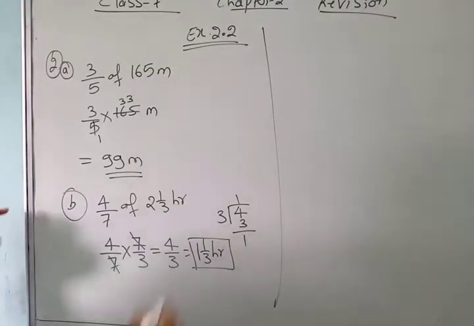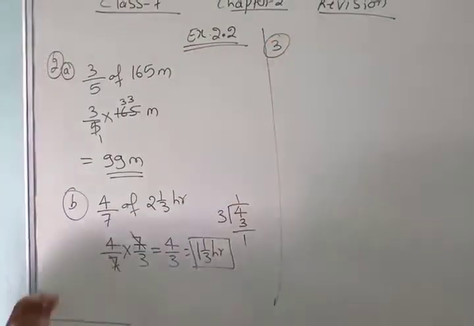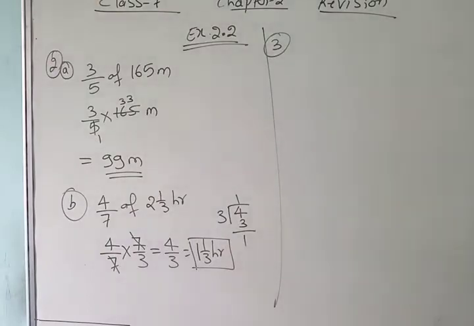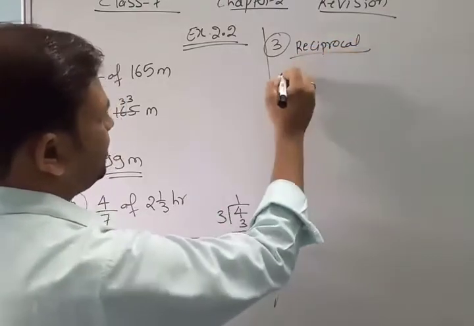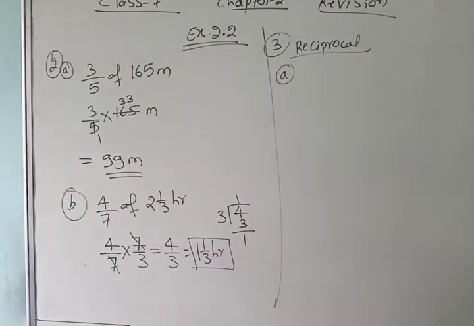Now come on next question, that is 3. What is our third question? Find the reciprocal. We have to find just the reciprocal. So reciprocal का meaning तो simple होता है. Just we have to reverse the number.